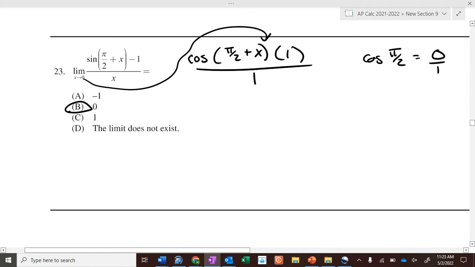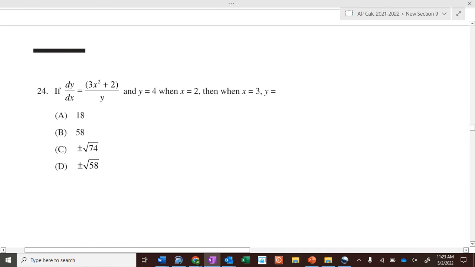All right, the next one. This one's a little bit squirrely, but it's not horrible. You're supposed to find y when x is 3 if we know originally y equals 4 when x equals 2. So originally, what we can do is multiply both sides by y and multiply both sides by dx. So y dy equals 3x squared plus 2 dx.